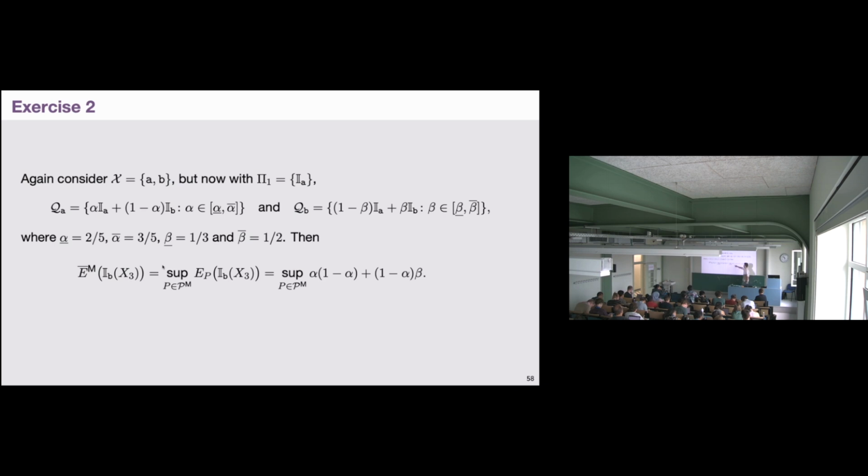Okay, just a reminder, these are all the compatible Markov chains, right? This expectation we've already determined. This was alpha times 1 minus alpha plus 1 minus alpha times beta. And now we need to optimize this over all compatible Markov chains.